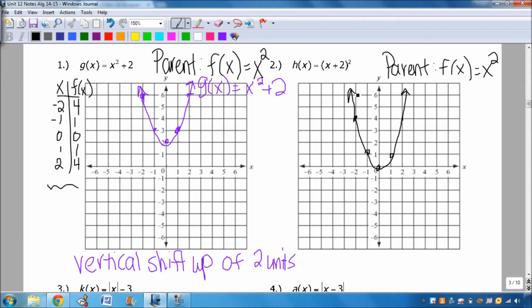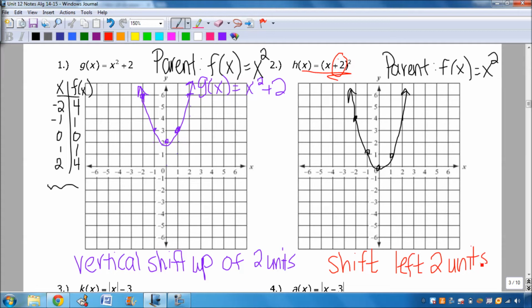And I need to figure out what type of transformation this is. Well, if you notice, this x plus 2, the plus 2 is inside of my parentheses, so it's part of my input. So that means it's a horizontal shift. So I'm going to shift it, and since it's a positive 2 right here, remember we go the opposite way, so that means that we have a shift to the left 2 units.